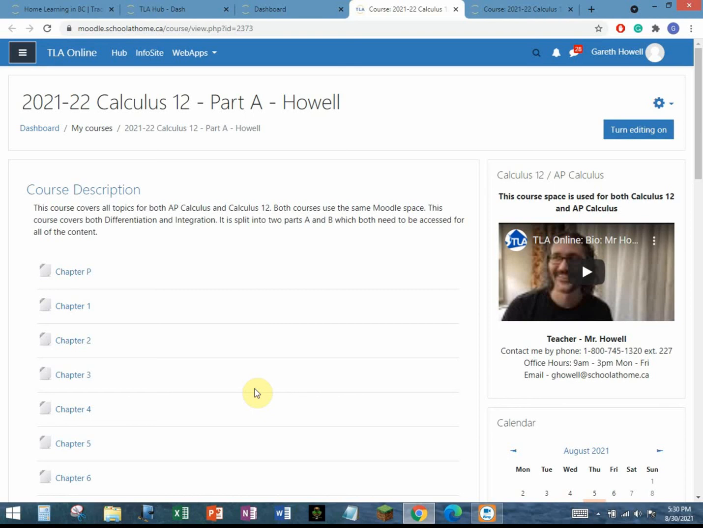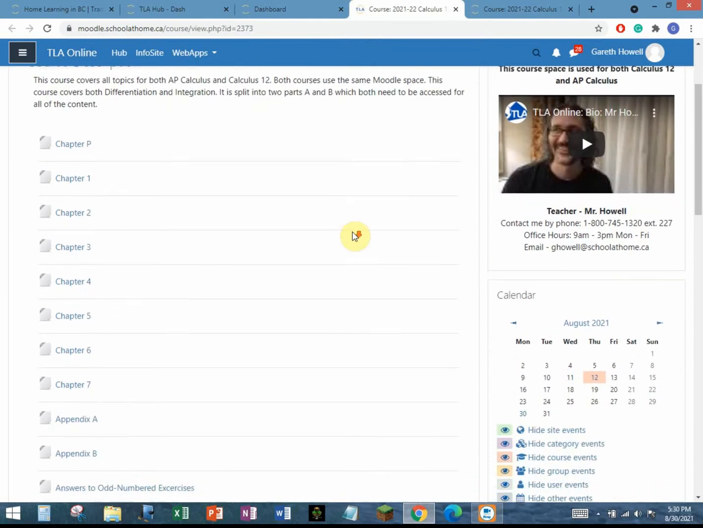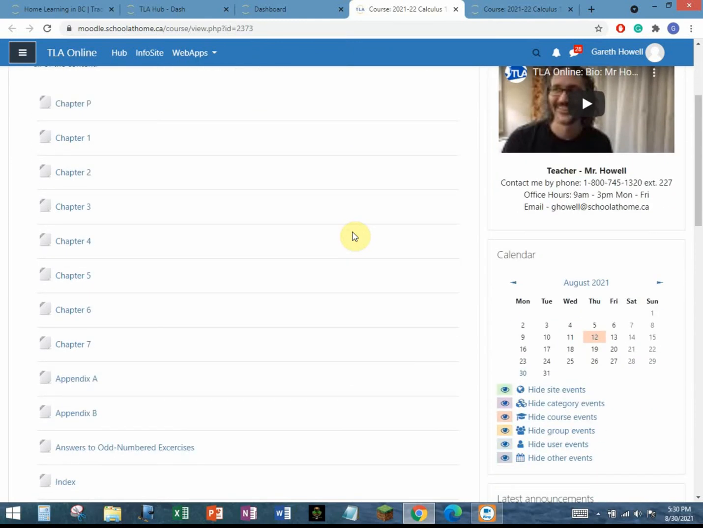This course is split into two sections, Part A for differentiation and Part B for integration. You will notice underneath the course description a fully online textbook. The textbook is broken into 7 chapters. Each link for the textbook also has the page numbers that are included, so it's easier to navigate that way.